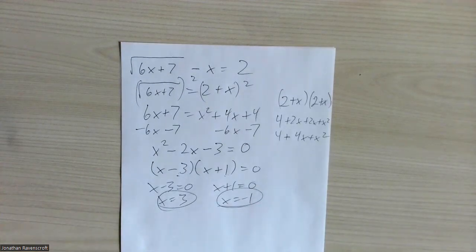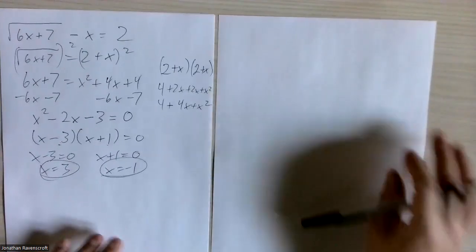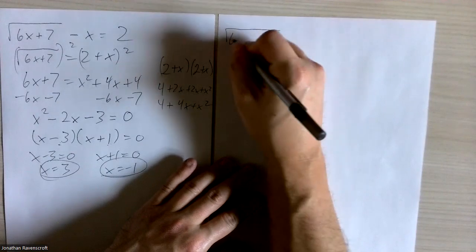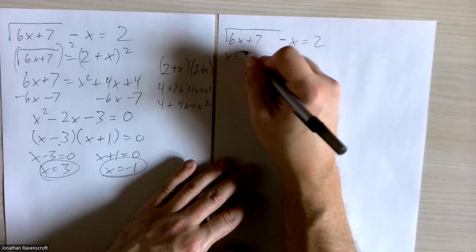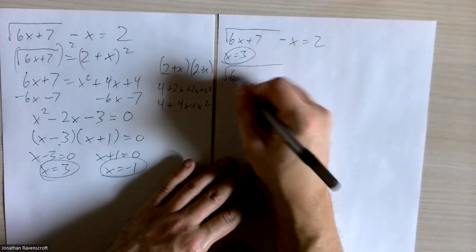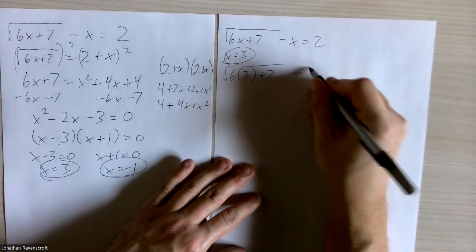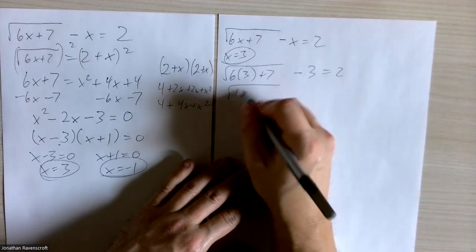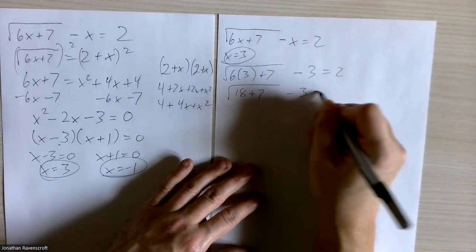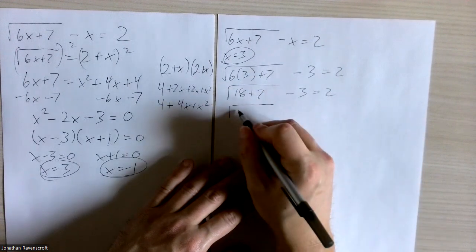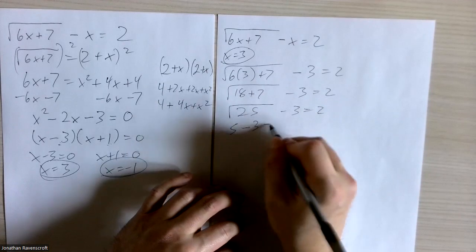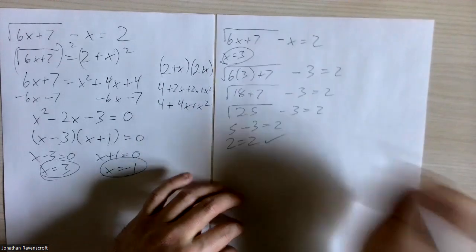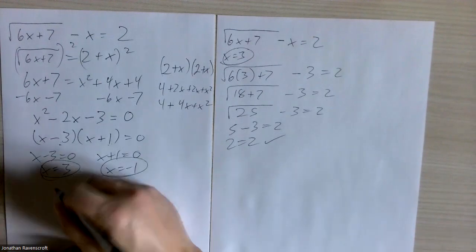Maybe. Let's see if these actually work. Square root of 6x plus 7 minus x equals 2. What about x equals 3? That's 18 plus 7 minus 3 equals 2. Square root of 25 minus 3 equals 2. 5 minus 3 equals 2. 2 equals 2. We're good. 3 works.